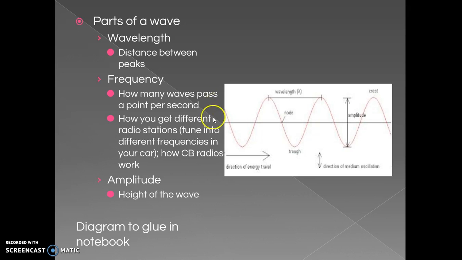wavelength is the distance between the peaks. Or you could think of it as the distance between the troughs. So going from this trough to this trough is one wavelength, or going from that peak to that peak is one wavelength. Frequency is how many waves pass a point per second. It's how you get different radio stations. You turn into different frequencies in your car. It's how CB radios work. But it's how many of these points pass per second.